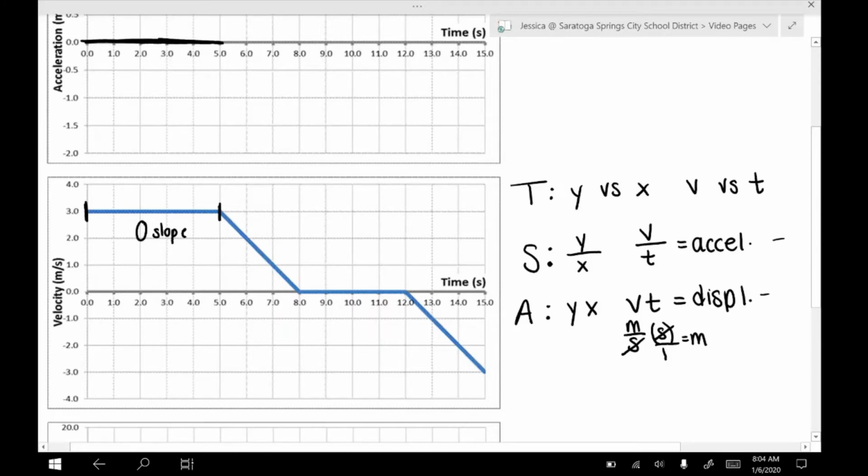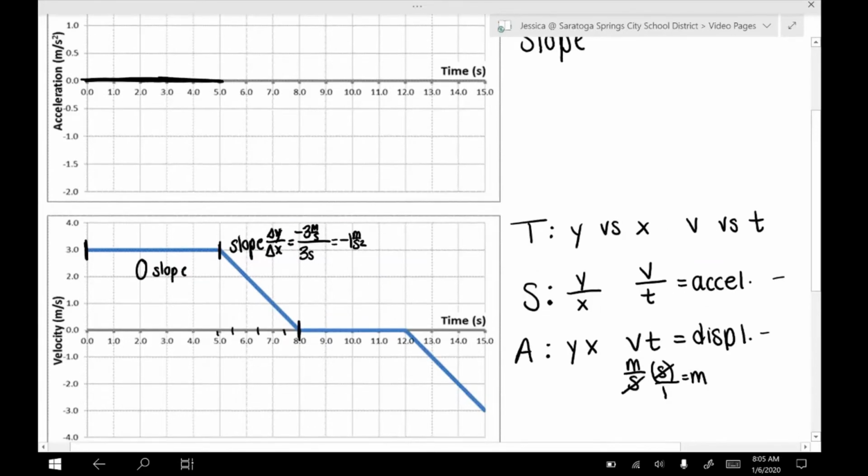Then from 5 seconds to 8 seconds, I have a line. Remember to calculate the slope, you need to do a change in Y over a change in X. So our change in Y is -3 meters per second. Our change in X is 1, 2, 3. So 5 to 8, 3 seconds. That gives us an acceleration of -1 meters per second squared. So our graph for 3 seconds jumps down to -1 meters per second squared. It looks weird, but that's exactly how it should look.